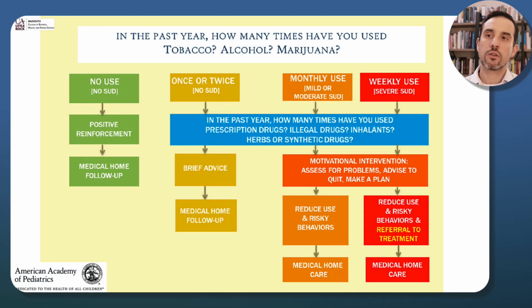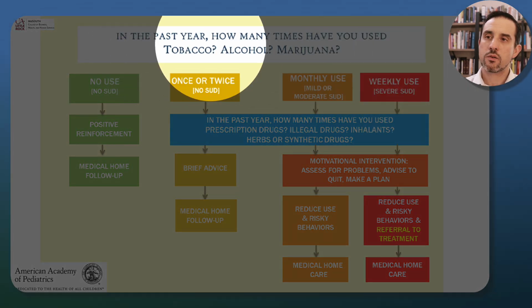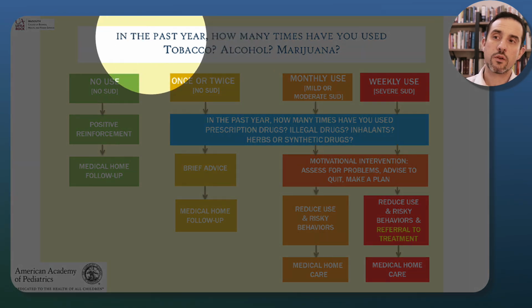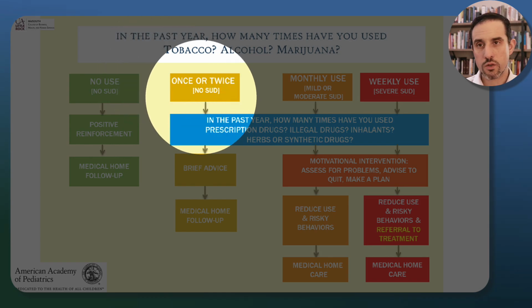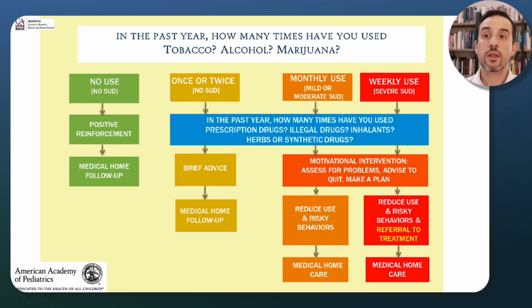But this is what ACT looks like. And again, similar in a lot of ways, but a little bit different in others. And what you're looking at here, and we'll come back to this model throughout this section of the training, but you start by screening, right? In the past year, how many times have you used tobacco, alcohol, marijuana, etc.? And then depending on whether there's no use, once or twice in the past year, monthly use or weekly use, you then adapt your approach to fit.